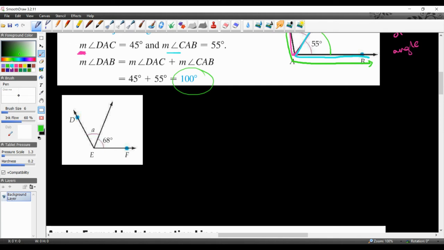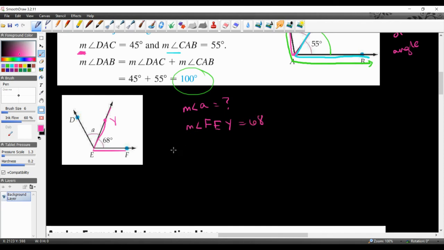I'm going to color code really quickly. We have the measure of angle A. They didn't give us a point here, so we're just going to use that little A right there. Measure of the angle A, we don't know what it is. We're going to need a point for this one because we don't have anything here, so let's call this Y. Measure angle F-E-Y is equal to 68.